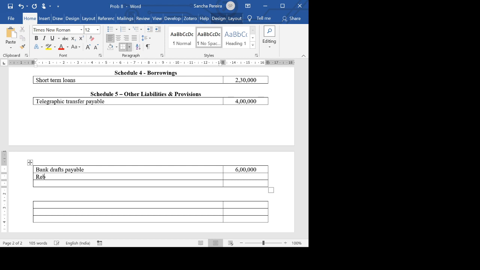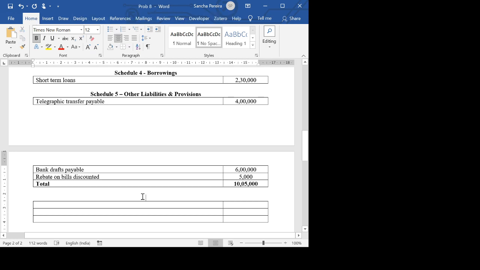Then you have rebate on bills discounted. I explained yesterday why this comes under other liabilities. When we talk about rebate, it's basically discount received but not earned. Since it's as on 31st March 2015, you have received the discount but it's not earned. It's actually the income of the next year, that's 2016. So it can't be considered as an asset, it's put under other liabilities and provisions. It cannot be treated as an income of 2015. So rebate on bills discounted will be 5,000. The total of this comes to 10 lakhs 5,000. So we are done with all the ones on the liability side.